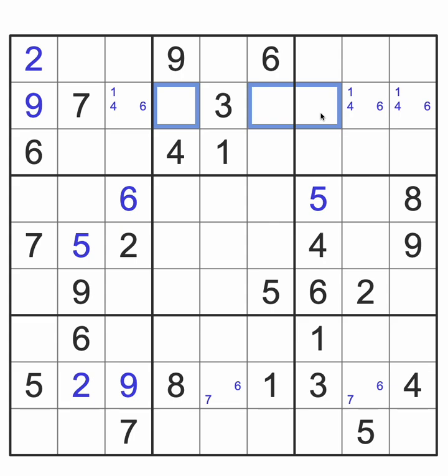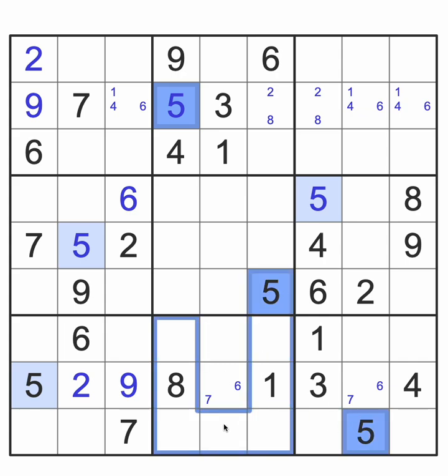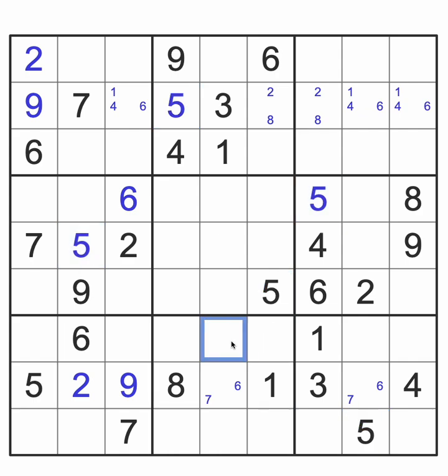That gives me 2, 5, 8 triple here. But here's 5 and 5 that block these 2 cells. So 5 can only be here. 5, 5, 5 block this. Oh, and this 5 blocks here. Gives me 5 here.